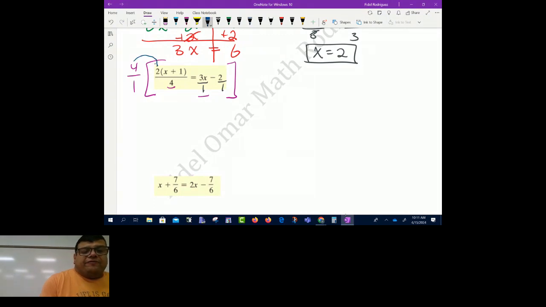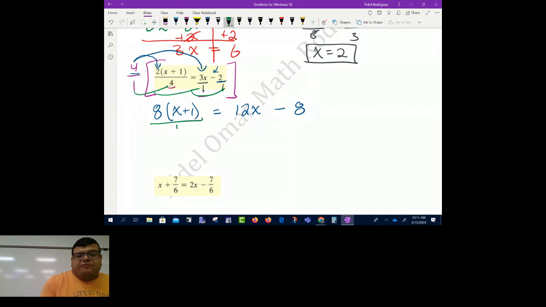I'm going to take this 4, and I'm going to multiply it by that 2. That's going to give me an 8. And then I still have this x plus 1 right next to it, right? Now, I'm going to take that 4 and multiply it by that 3x. So 4 times 3x is going to give me a 12x minus, because there's a minus right here, 4 times 2 is going to give me an 8. And then remember, we're going to multiply the bottom numbers too.